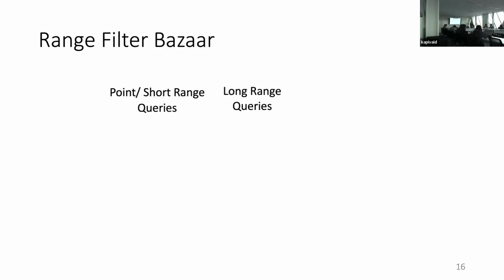Now suppose as a systems developer, you go to the market to find a range filter for your production system. The first range filter that you'll find is Rosetta. And if you implement it within your system, you'll find that it works really well for point and short range queries. But for long range queries, the performance is quite awful.